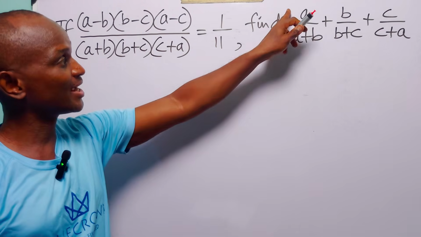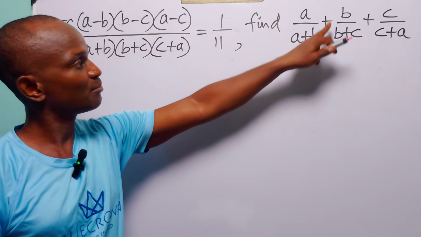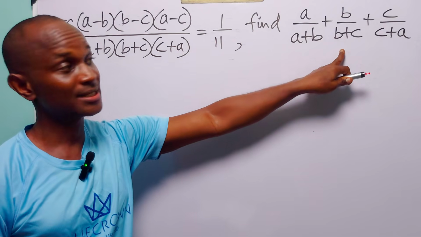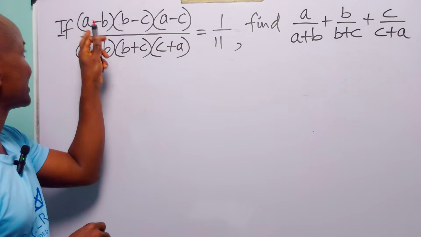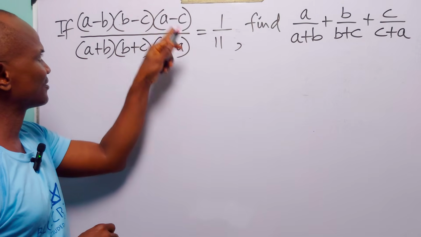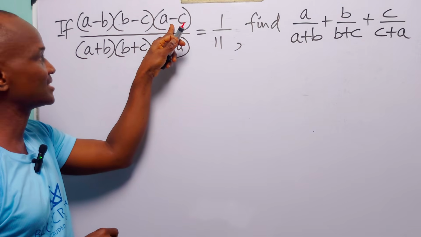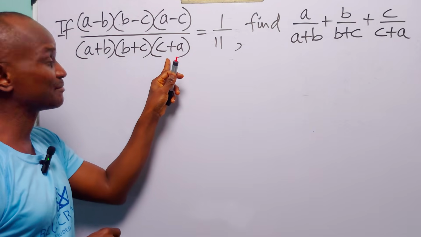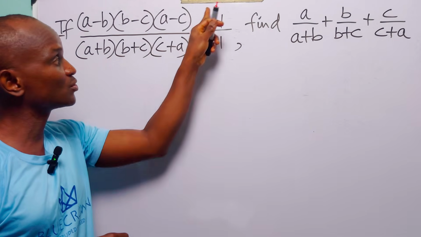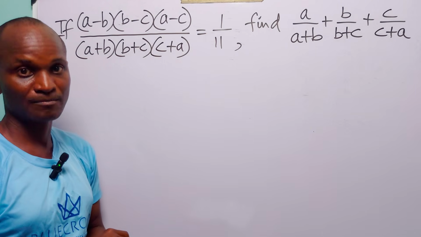In this math tutorial, we have a Math Olympiad question from Brazil, and our task is to find the value of A over A plus B over B plus C over C plus A, given that (A minus B) times (B minus C) times (A minus C) divided by (A plus B) times (B plus C) times (C plus A) is equal to 1 over 11.